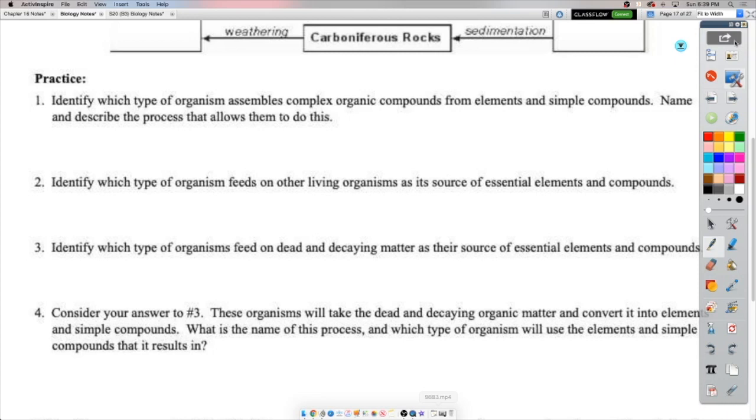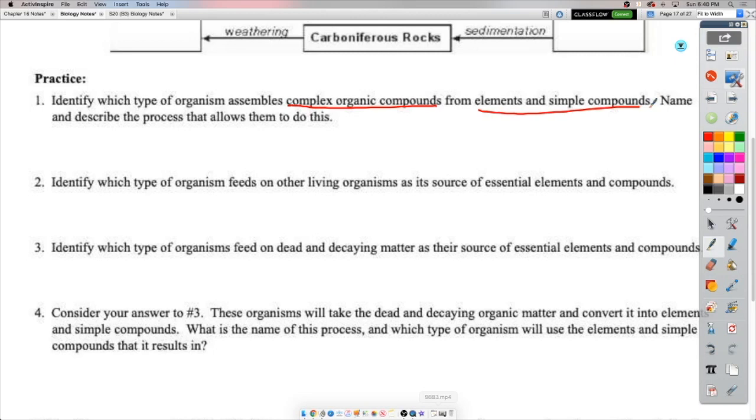Identify which type of organism assembles complex organic compounds from elements and simple compounds. Name and describe the process that allows them to do this. Okay, so we're taking complex organic compounds and building them out of elements and simple compounds. Complex organic compounds means lots of atoms, lots of numbers and letters, whereas elements and simple compounds means a couple of letters, one or two of them, right? So what process does this sound like?